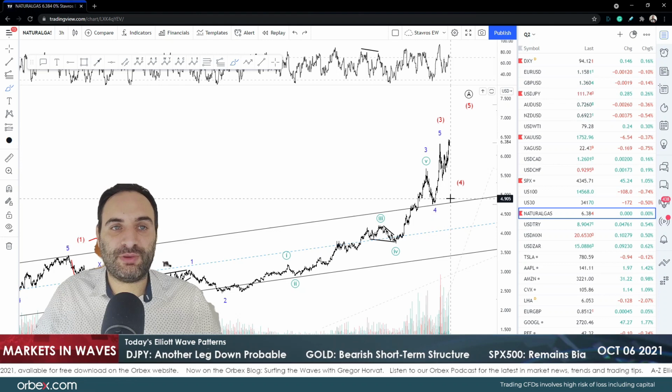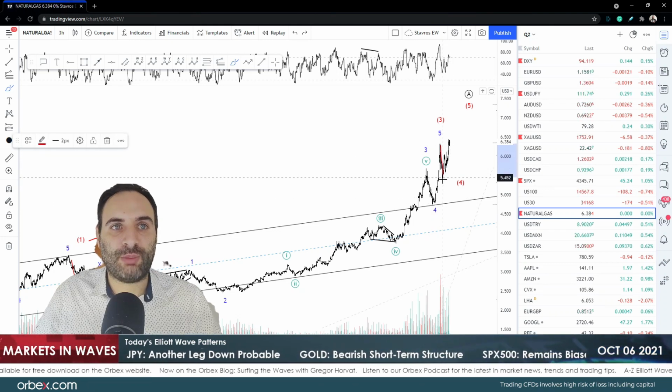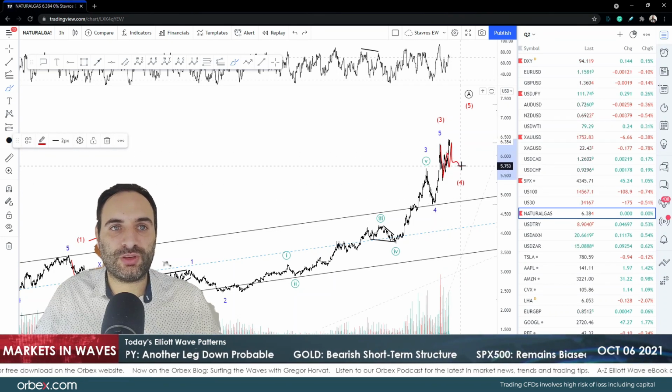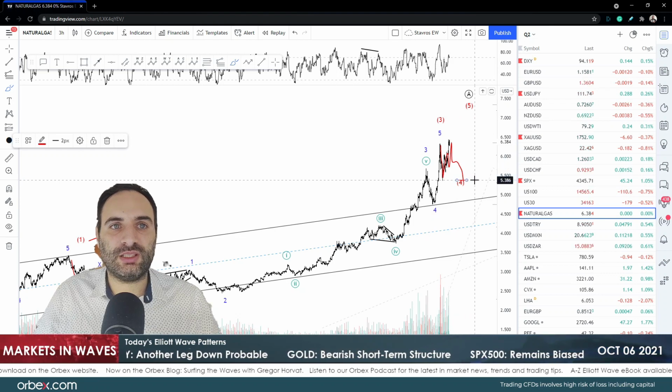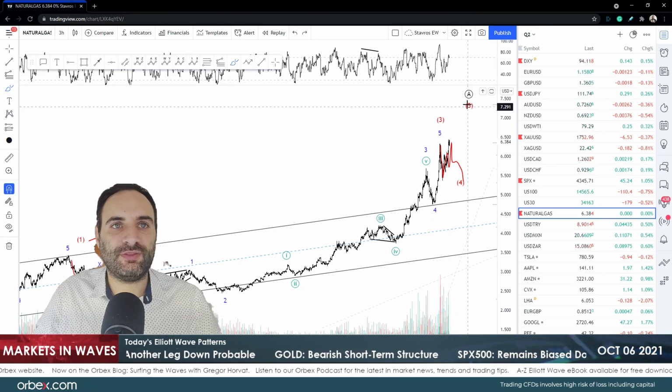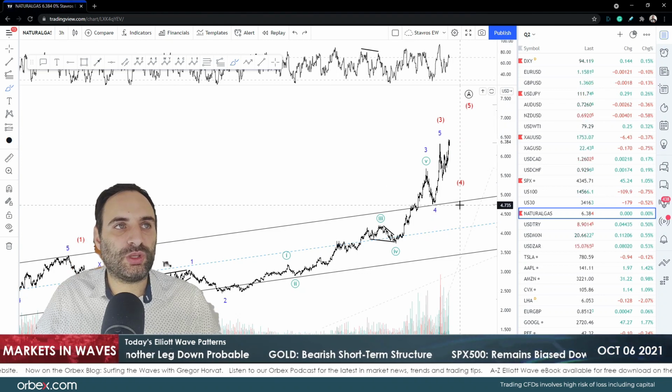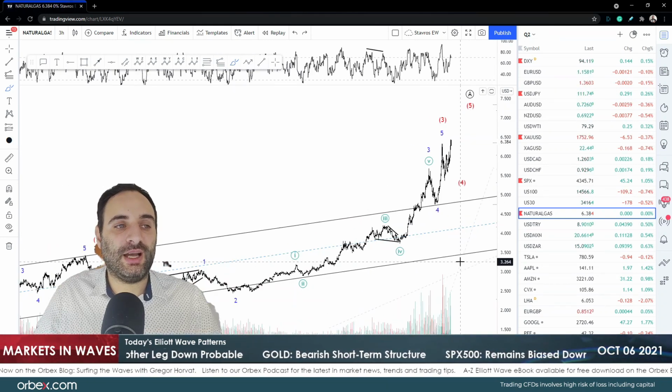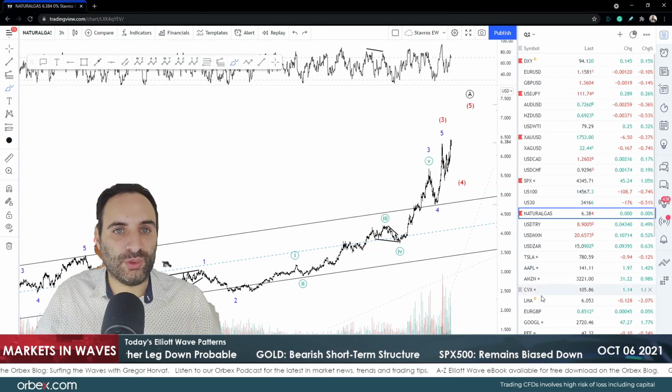So this is my preferred count, by the way. I'm looking at ABC, and 1, 2, 3, 4, 5 for a flat. I want to see price go down to around 538 or perhaps lower, and then continue up in the 5th wave. This is what I'm looking for in natural gas, and that is because of the volumes.